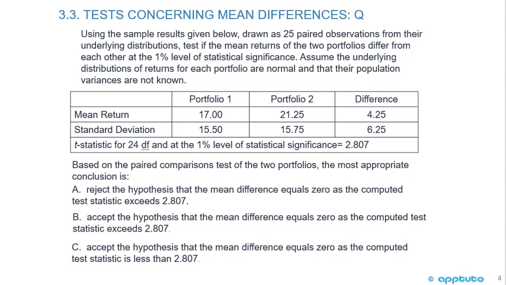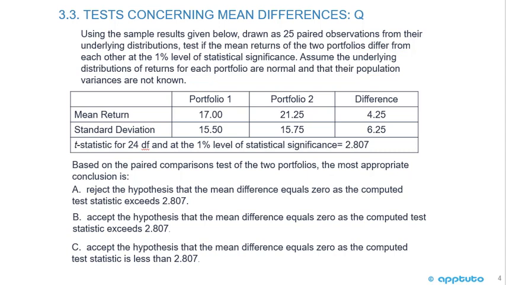We can see the difference between the mean returns is 4.25, and the difference between the standard deviations is 6.25. There are 25 paired observations, that's our n, and the t statistic for 24 degrees of freedom, n minus 1, at the 1% level of statistical significance equals 2.807. In this case, they've given you the critical value.